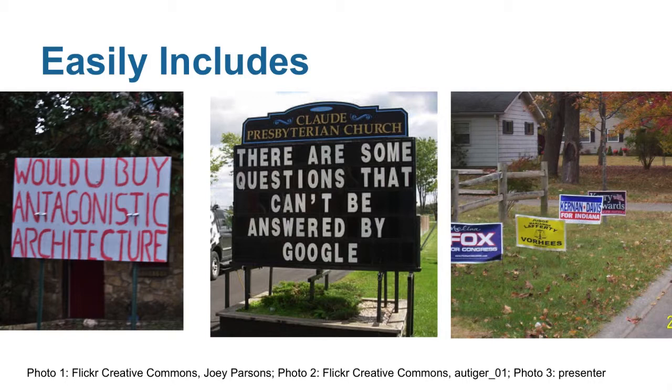Here are some examples. I'm actually not sure what the sign on the left means, but it's clearly an expression of opinion about something. It's perfectly legitimate. In the middle, we have an expression of opinion about a church. Can't find all your answers on Google. And on the right, we have more classical political signs. So we still see the First Amendment protecting this kind of speech.